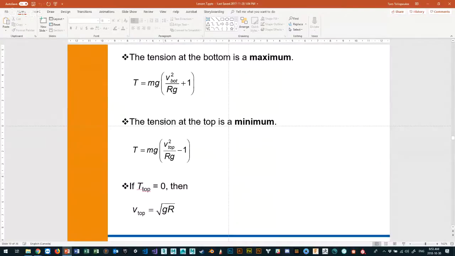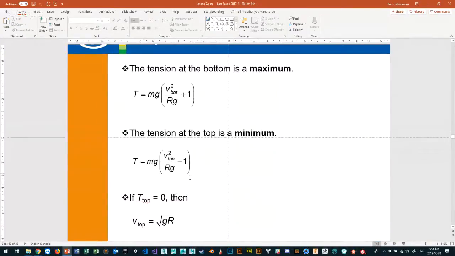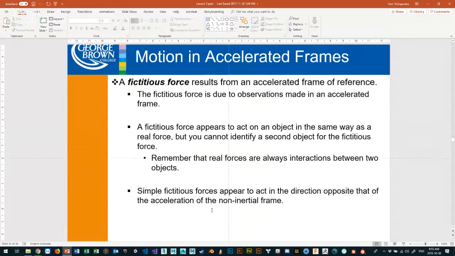So if that's true, if tension at the top somehow is minimum, and let's suppose that the tension at the top is 0, right? Let's suppose that, then we can say that the velocity at the top is equal to the square root of gravity times radius. Okay, so that's some additional formulas for you.